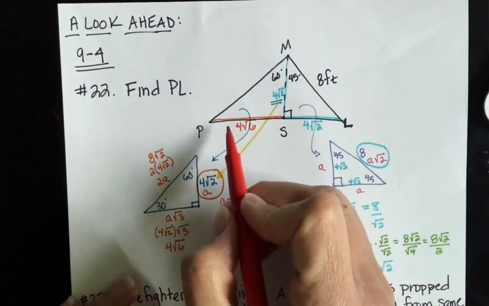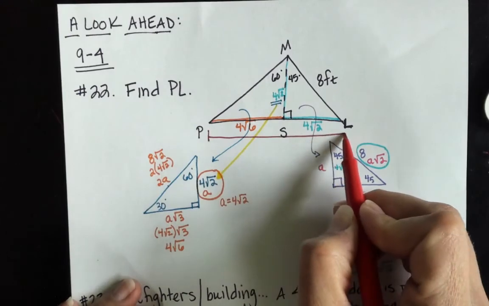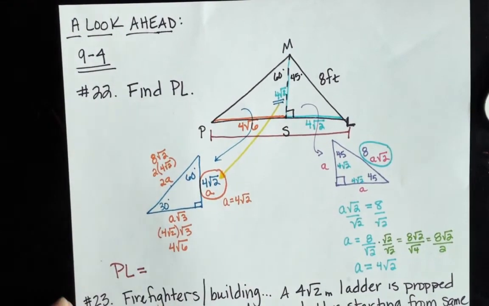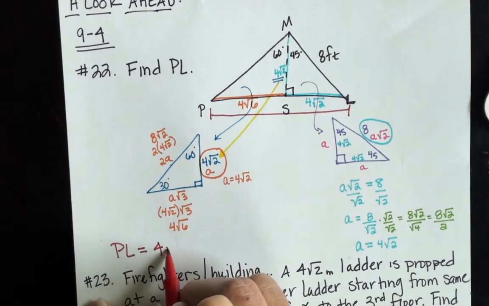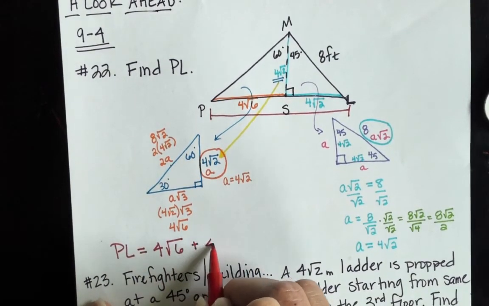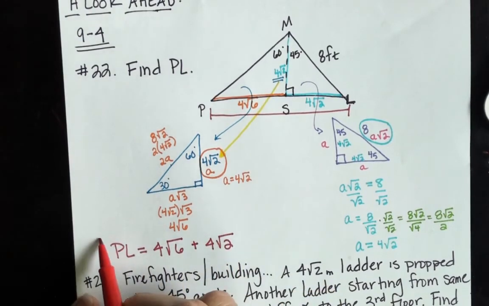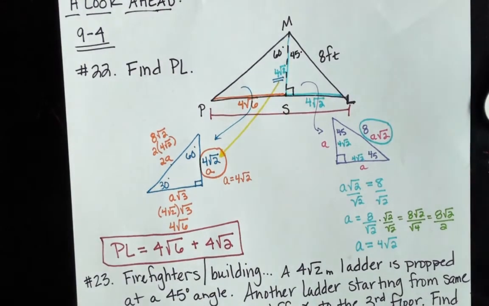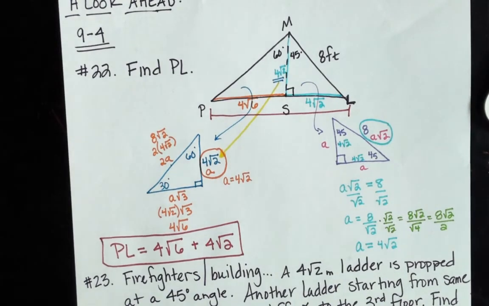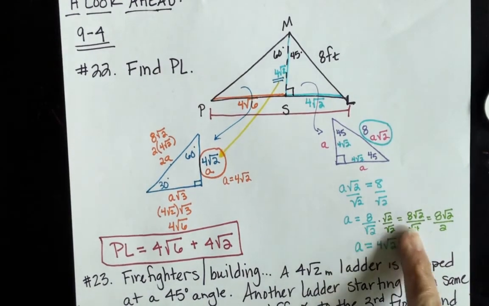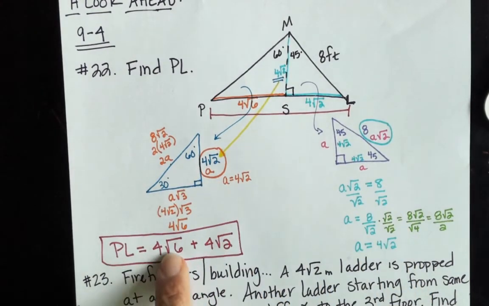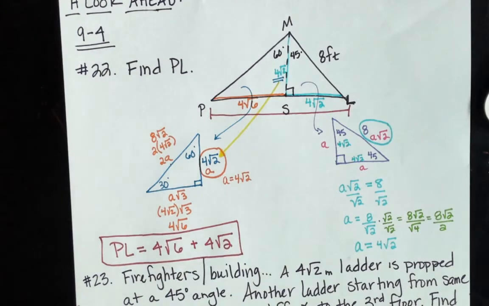So when we do the entire length from P all the way to L, our final answer for PL will get plugged in as 4 radical 6 plus 4 radical 2. And you are able to plug in the plus sign and the radicals and everything. So 2 problems in one. The nice part is what we did all the work for over here immediately helped us over here. We just have to remember not to use a decimal. We have to use the exact value.